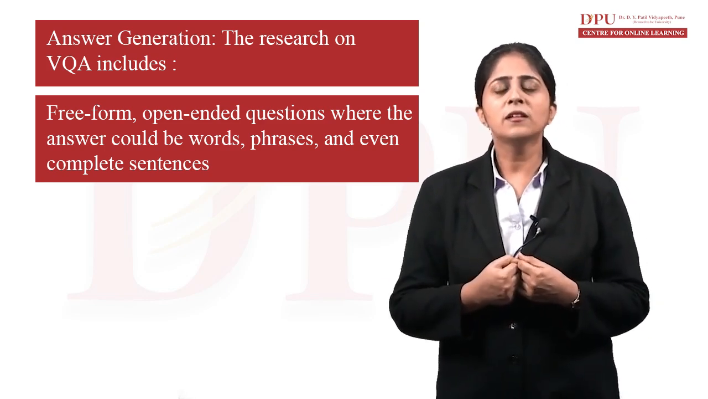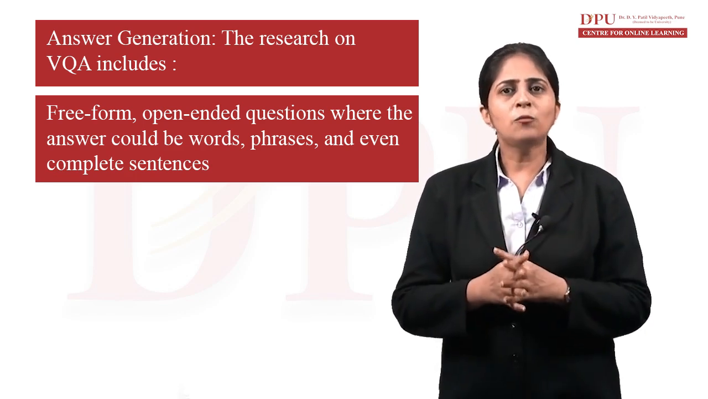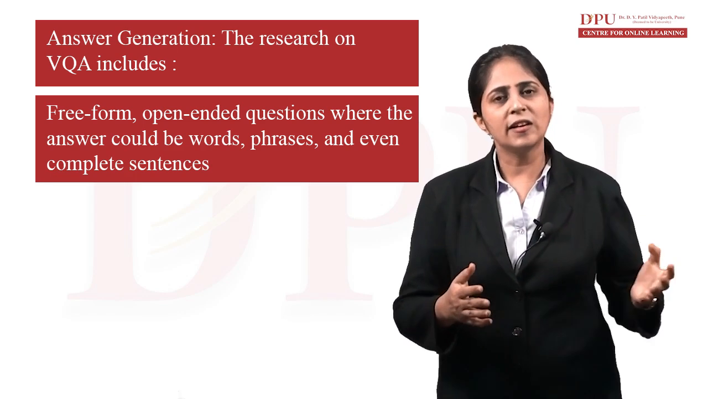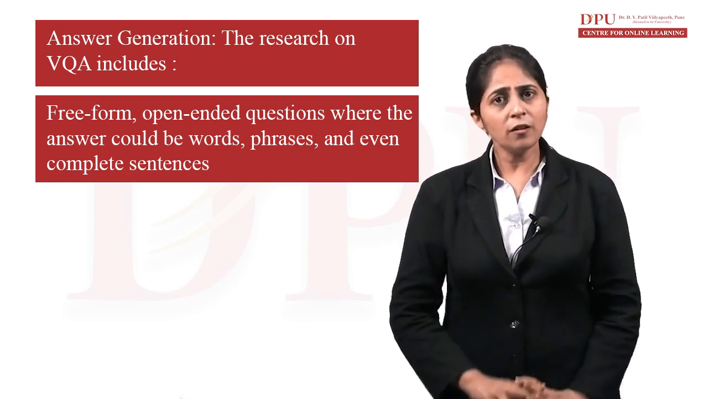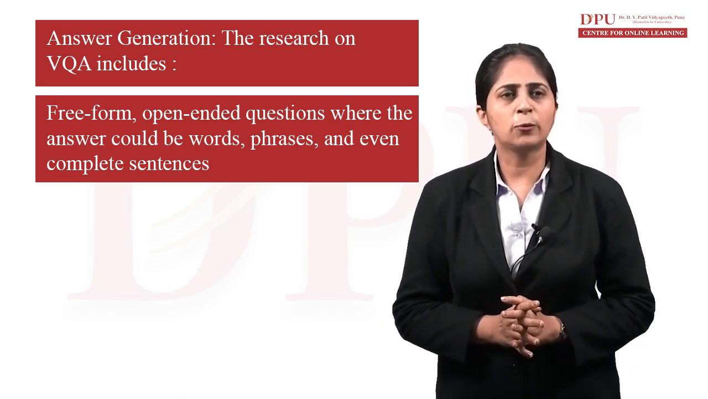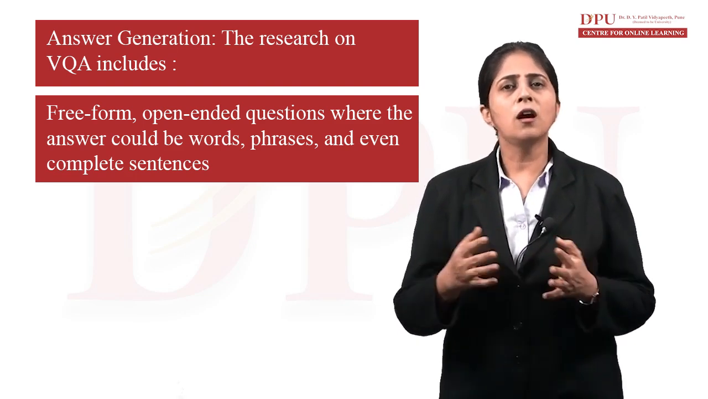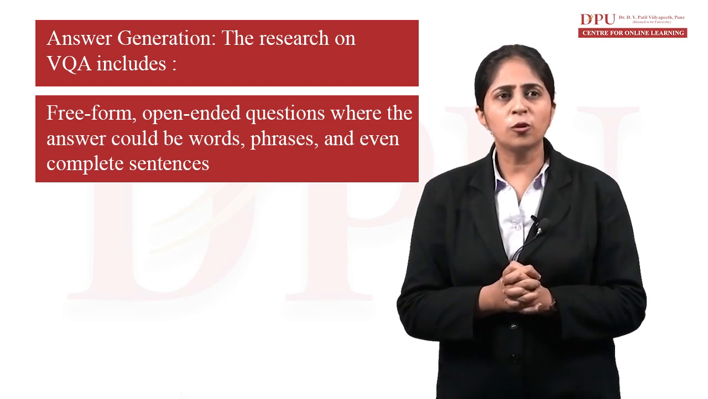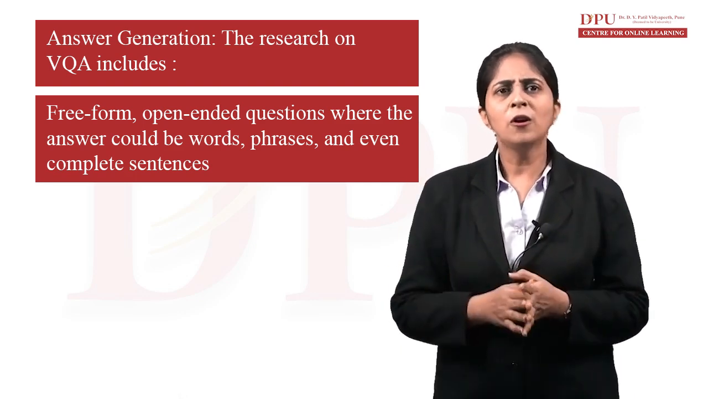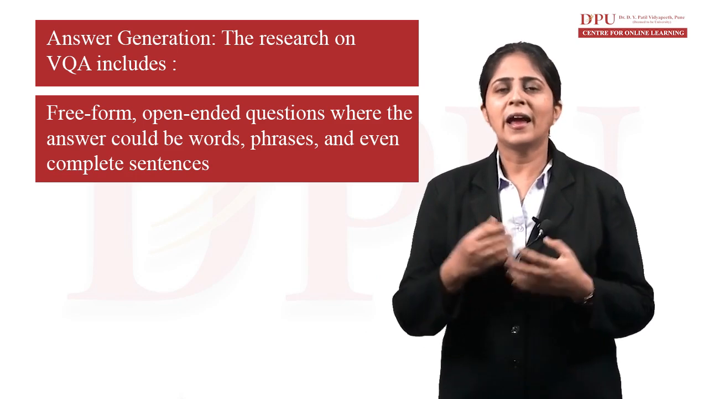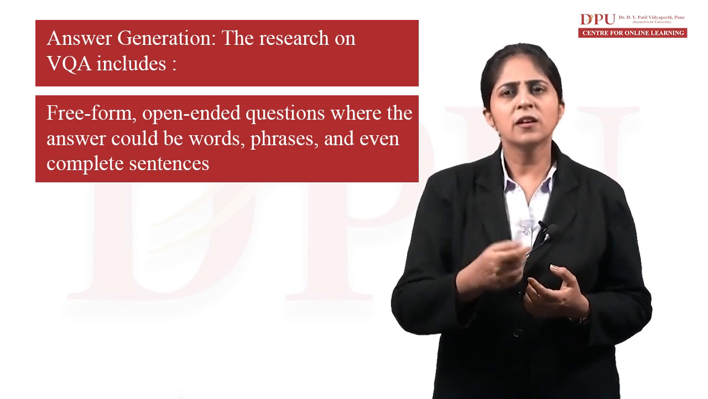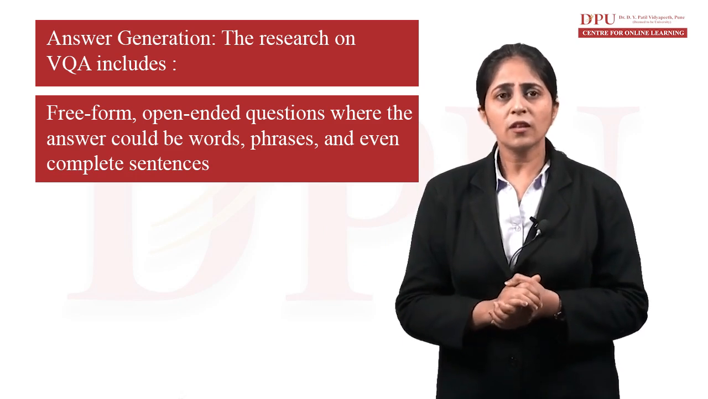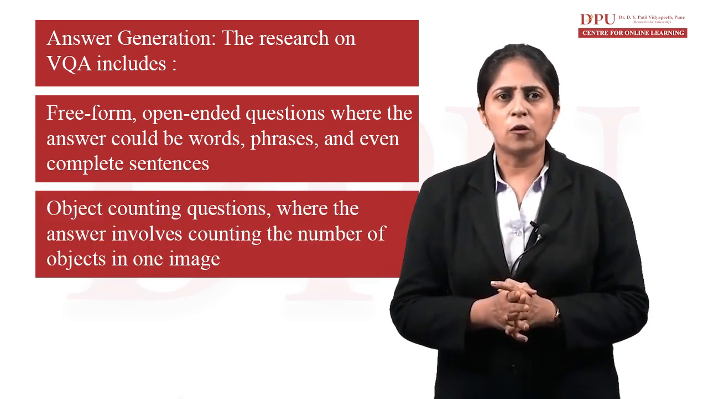Whenever we are performing this deep learning, we want our neural network to answer questions related to the image when we are performing the task of visual question answering. So what questions can it be asked and in what form could the answer be? It can be a free-form, open-ended question, and the answer could be in a few words, in phrases, or even in complete sentences.